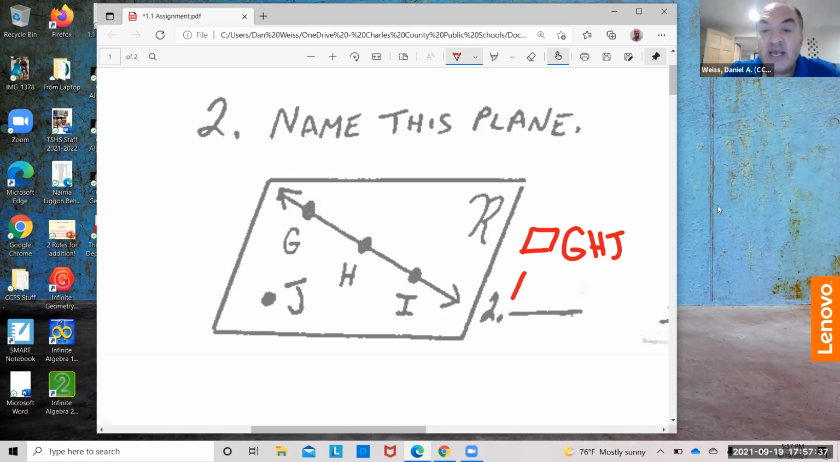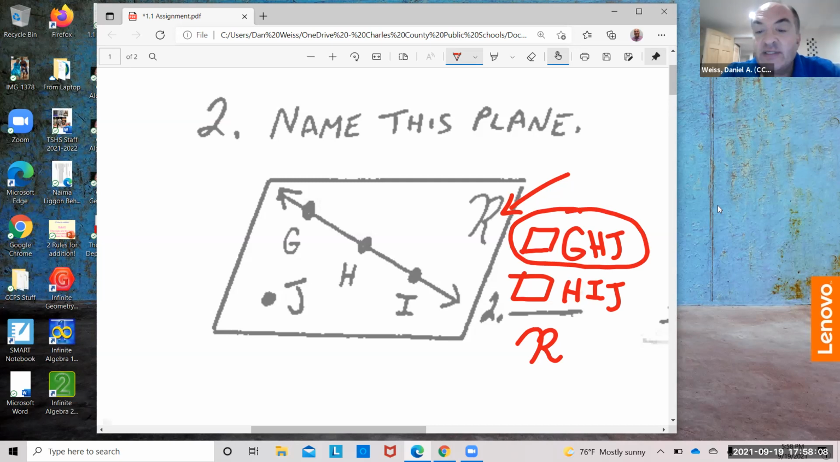I could say plane HIJ. I could say plane JHI, JHG, HJI, IHJ, okay? I could also just say R, the script R that's in the right-hand corner, okay? That's another way to name it. But again, I would kind of like to stick with 3 letters, just very simply, okay?